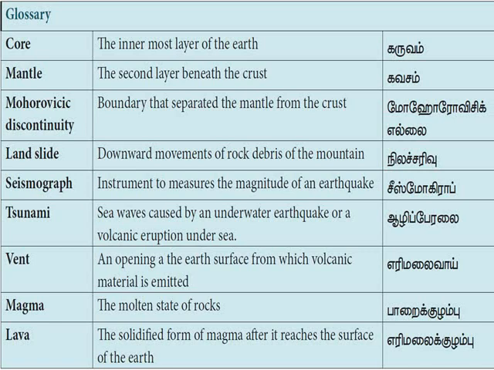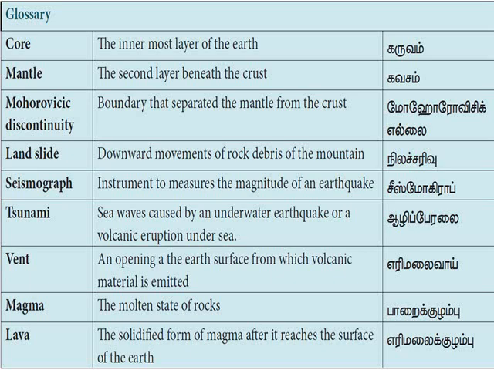Dear children, time for glossary. Core, C-O-R-E, core is the innermost layer of the earth. Mantle, the second layer beneath the crust. Mohorovicic discontinuity, M-O-H-O-R-O-V-I-C-I-C, D-I-S-C-O-N-T-I-N-U-I-T-Y. Mohorovicic discontinuity is a boundary that separates the mantle from the crust.